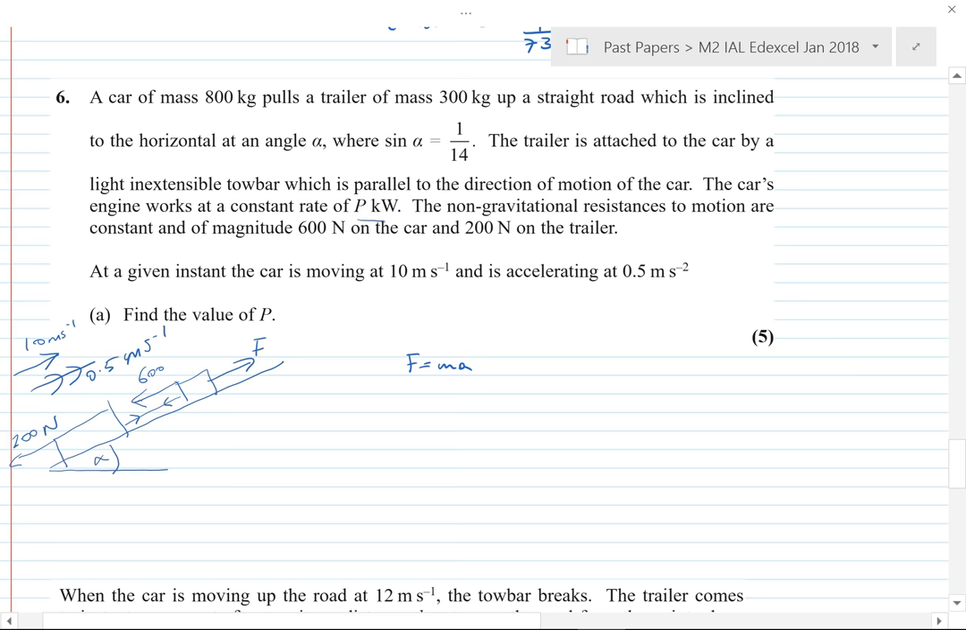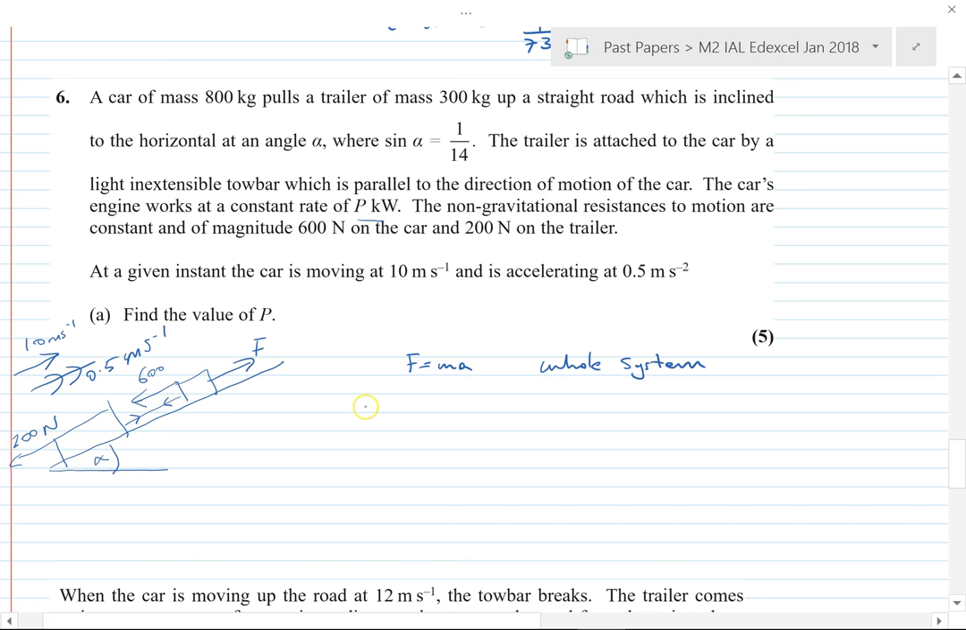Okay, so now we can do this to the whole system. We can always apply F equals ma to a whole system, and it's often a good idea, but only if it's moving in one direction. It's got to be moving in a line, so it can't work with pulley questions in general. But connected particles like this, you can apply F equals ma to the whole system, and the advantage is we take out the tension in the tow bar from our equation, and that's particularly advantageous here because we're not being asked for the tension in the tow bar.